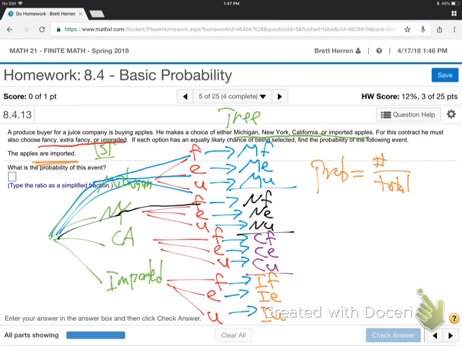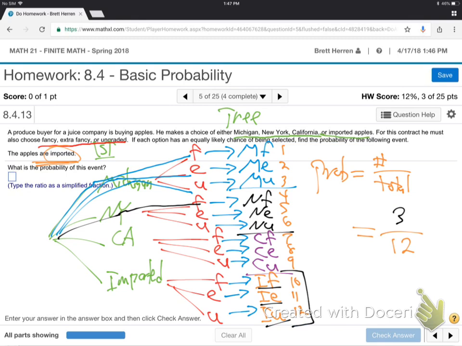Can you tell me what the total is? 12, right? There's 12 total options here. 12 different types of apples. With me? 1, 2, 3, 4, 5, 6, 7, 8, 9, 10, 11, 12 different types of apples. How many of them are imported? Those 3. Imported fancy, imported extra fancy, imported ungraded. 3 out of 12.